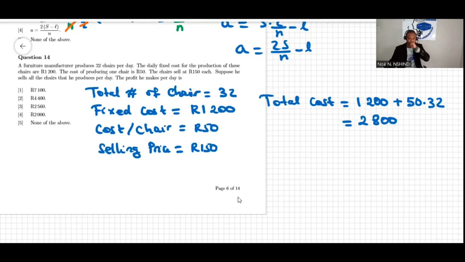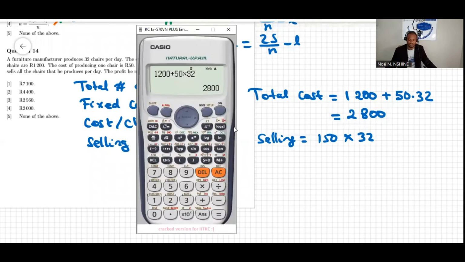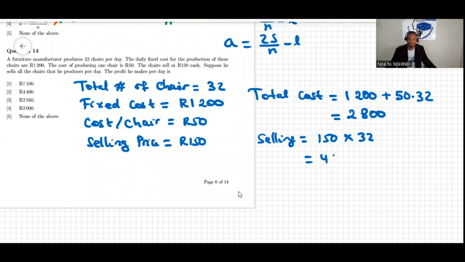Then the selling price is 150. So the selling would be 150 rand times 32. Let's do 150 times 32. This is equal to 4,800.